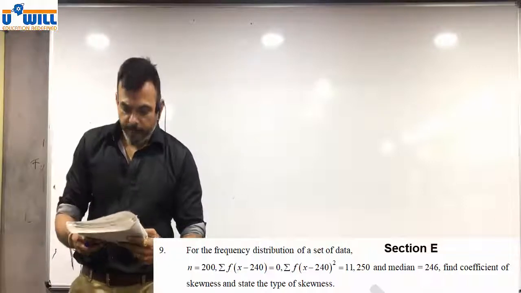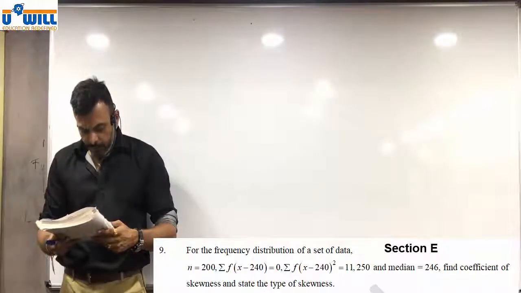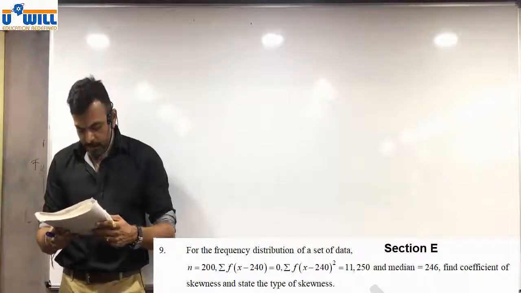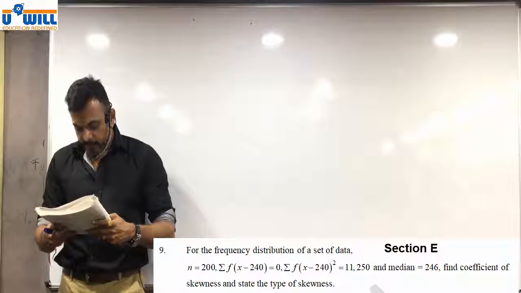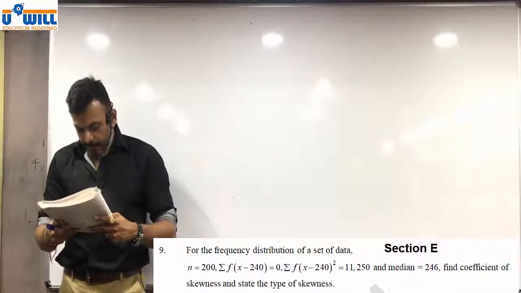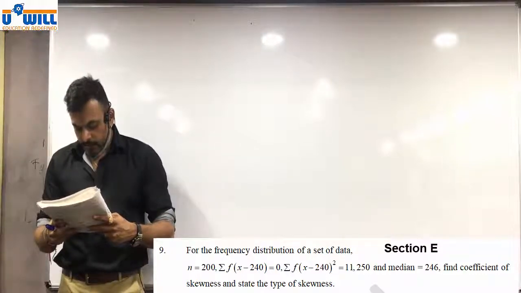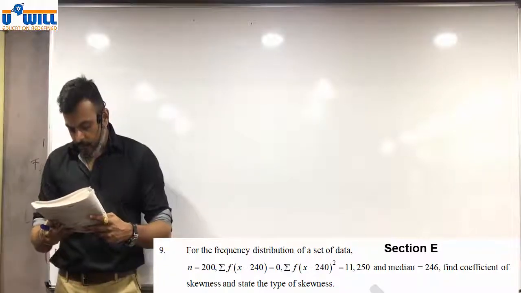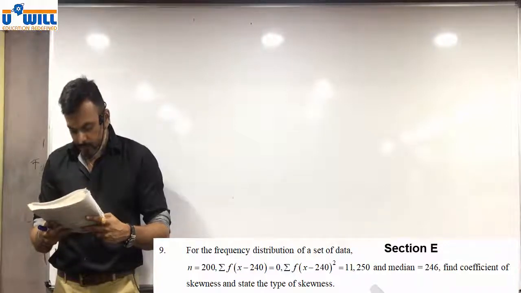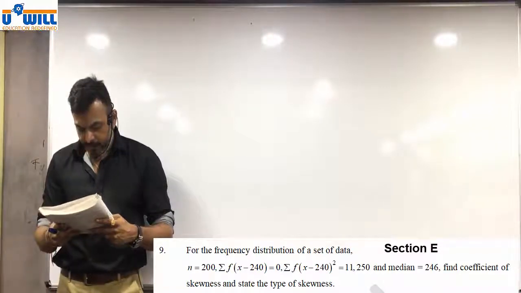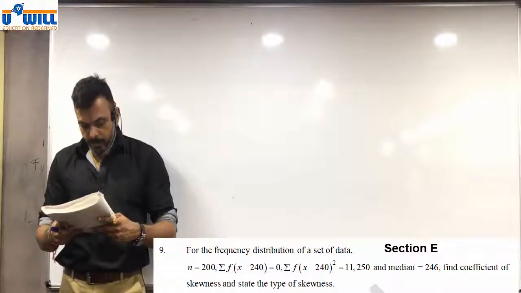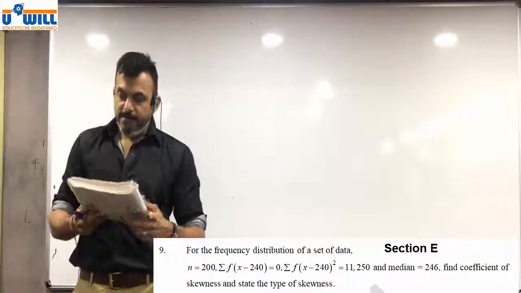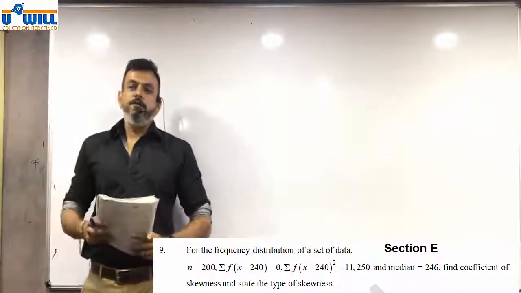Question number 9 is a tricky one. For the frequency distribution of a set of data, n is equal to 200. Sigma f x minus 240 is equal to 0 and sigma f x minus 240 the whole square is equal to 11,250 and median is equal to 246. Find the coefficient of skewness and state the type of skewness.